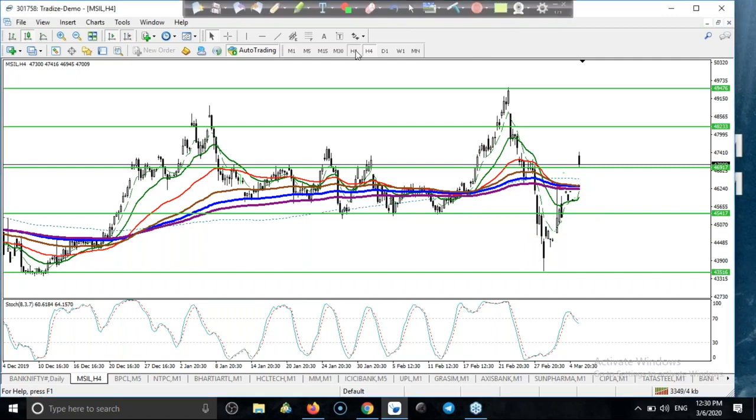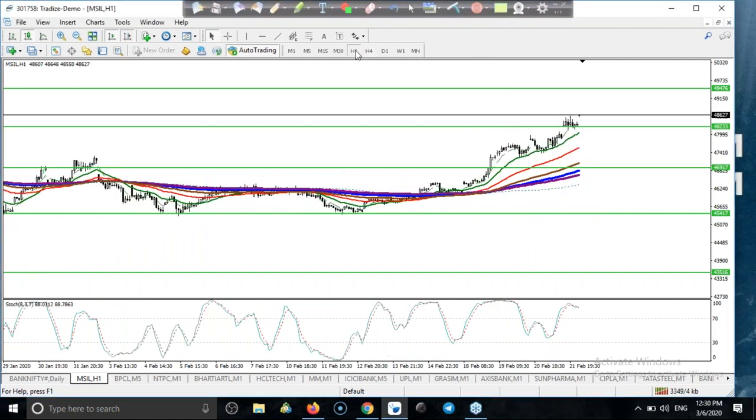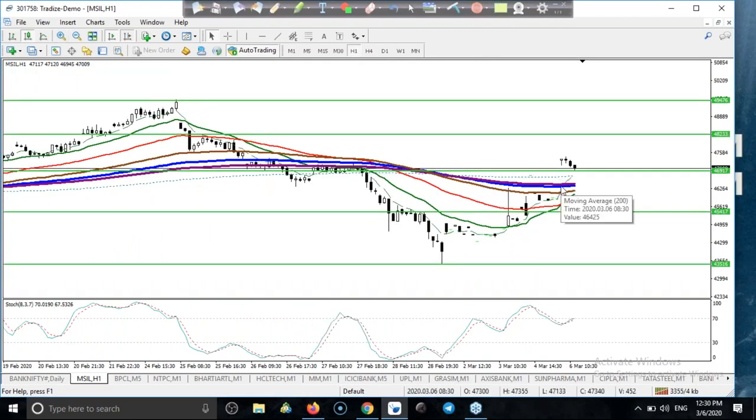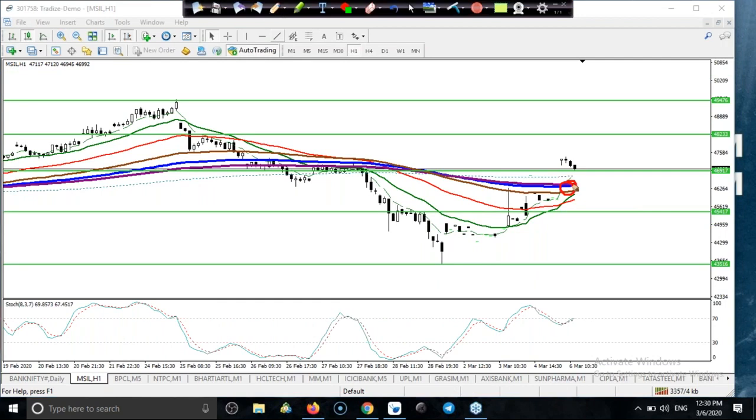How does it look in the H1 chart? Let me zoom in a little more. In the H1 chart, they just broke the 200 moving average. So once they break this 200, there is a probability to continue toward the upside. Why are we confirming that? Not 100% sure. Remember, it is a probability. So it is a probability that it will continue toward the upside.